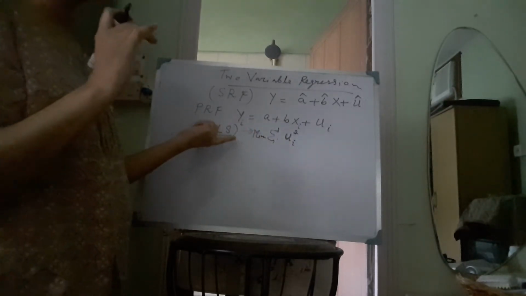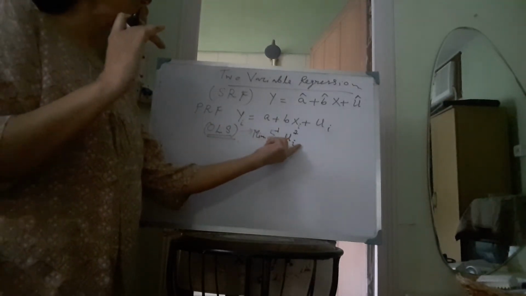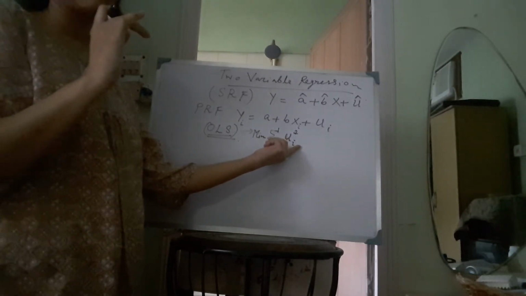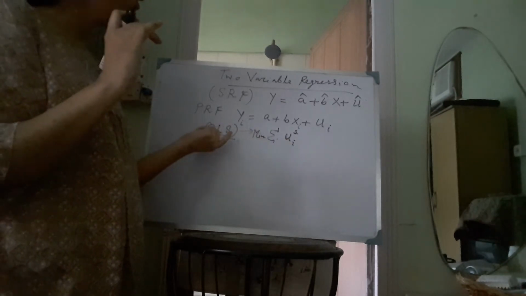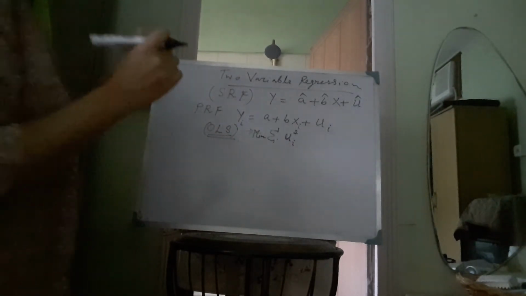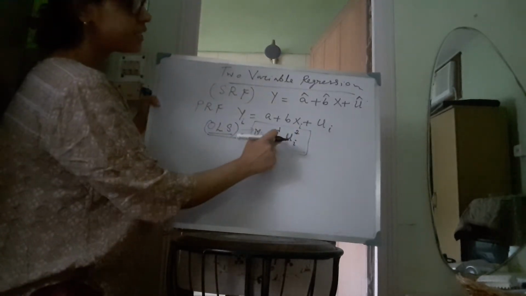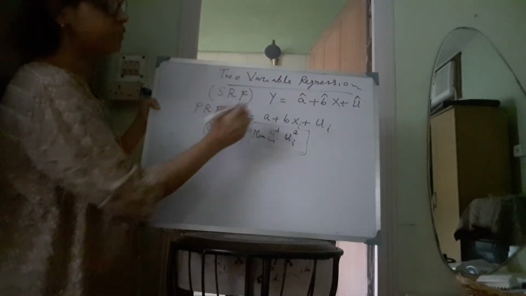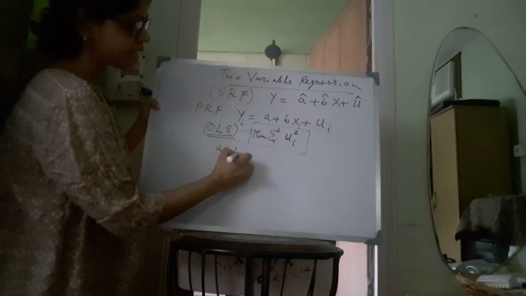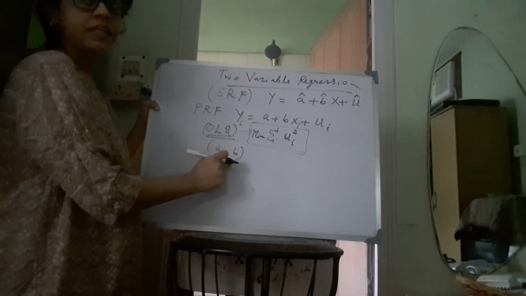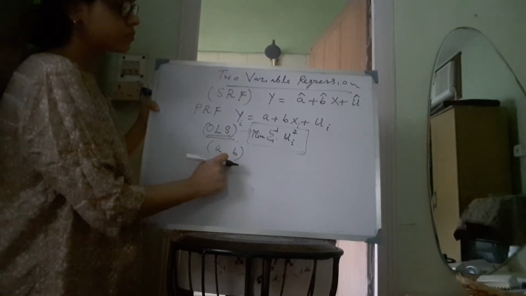Now in OLS, in the ordinary least squares method, we are minimizing the sum of the squares of the error term. So that is what we are doing in the ordinary least squares method. Now we are minimizing the summation of ui square with respect to two parameters a and b. So these a and b are the two regression parameters in our analysis.